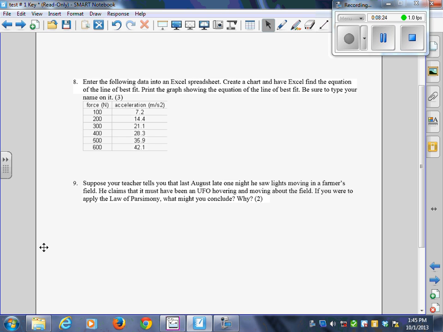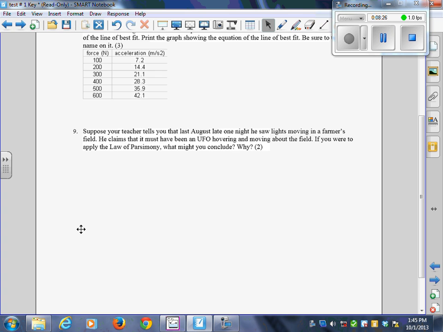Okay, number 9. Suppose your teacher tells you last August late one night he saw lights moving in a farmer's field. He claims it must have been a UFO hovering and moving about the field. If you were to apply the law of parsimony, what might you conclude and why? Joey, go ahead and read yours. You got a laugh around the dinner table last night, so go ahead. It might conclude that either it was some kids playing tricks or Mr. Bennett was seeing things because of his concussion. See, you got a laugh last night, you got a laugh here.